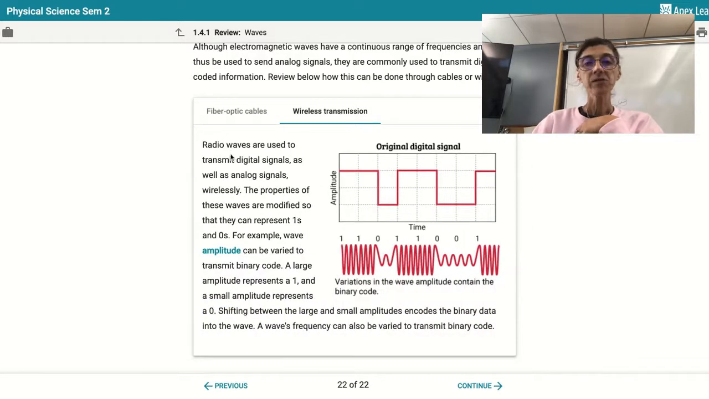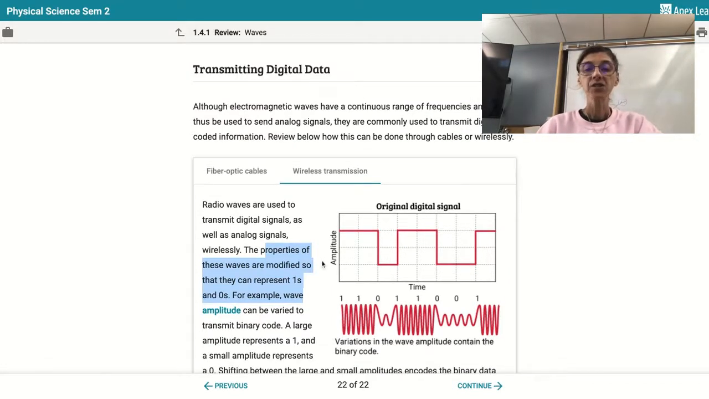Wireless transmission, so this is all your Wi-Fi at home, the way that I'm communicating with you at school, all of that. Radio waves are used to transmit digital signals. The properties of these waves are modified so they can represent ones and zeros. Okay, so it gives you an example here. The wave amplitude can change to transmit binary code, right? So 1 would be a really long amplitude and 0 would be a really short amplitude. And so you would get this code of 1s and 0s just based on the amplitude of the wave, okay? So that's how you transmit digital data.